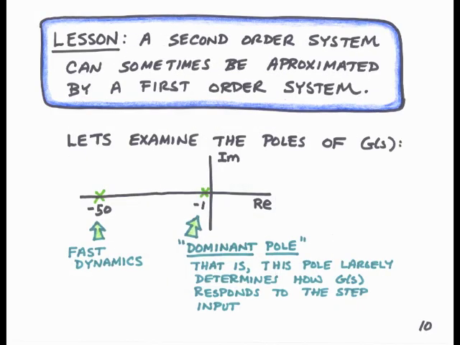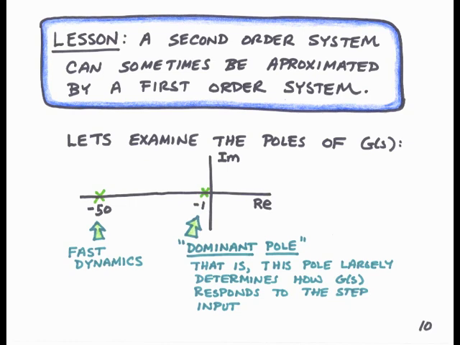So the lesson of this example is that sometimes a second order system can be approximated by a first order system. This lesson also holds for systems of higher order than second order. Sometimes they can be approximated by second order or first order systems.